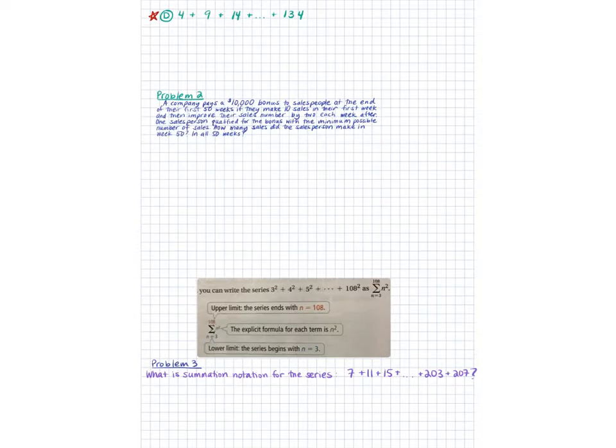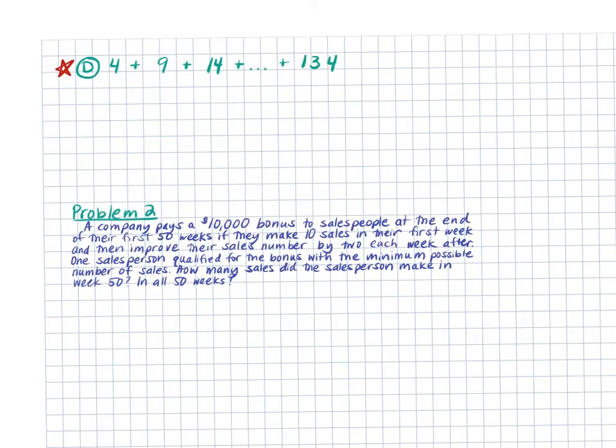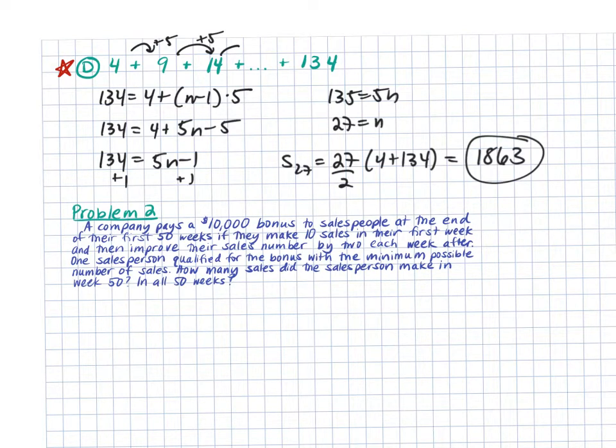Okay, next page. Yes, there was another one for you to try. Press pause, figure out what your n is, then figure out what your sum is. Check back for the solution. All right, hopefully you got 1863. You can see that n is 27 because the d is 5, our last term is 134 and our first term is 4. So we found that n is 27, plugged it into our formula, first term plus last term divided by 2 times n, and got 1863.